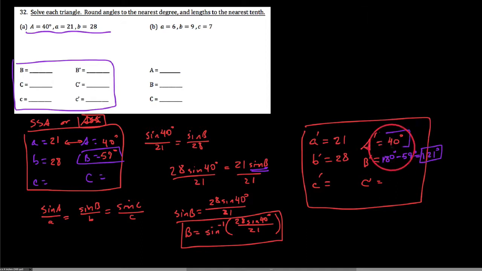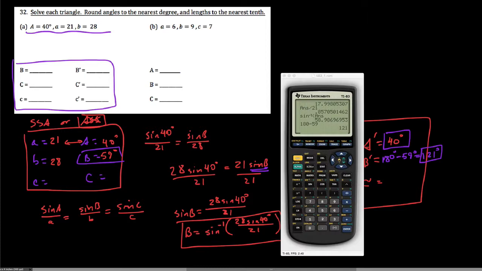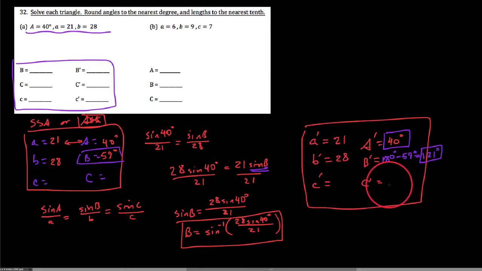Is it possible for a second triangle to have two angles, one of them 40 and the other one 121? All you really need to ask yourself is, did they already add up to more than 180? Because if they don't, then 40 plus 121 is 161. If I take that away from 180, I get 19 degrees. It means that in this triangle, angle C prime has to be 19 degrees.